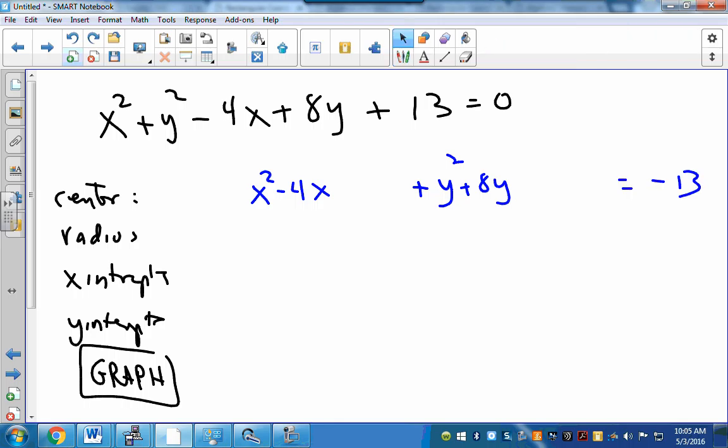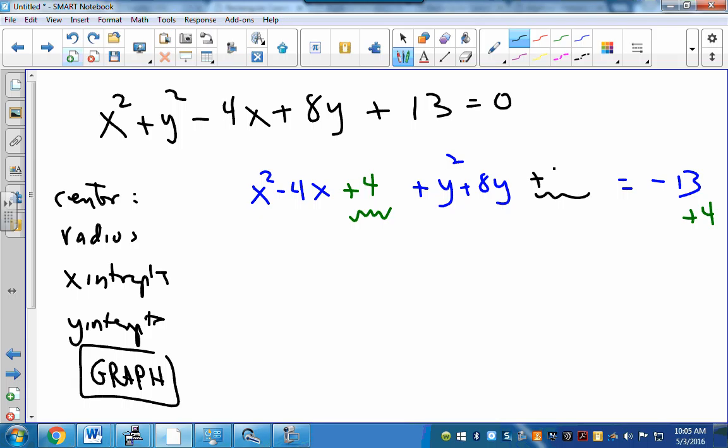That's the way you start. Put your gaps in, throw your constant to the other side, fill in the gaps. Fill in this gap with the right number. Hopefully that's 8. No, that's 4, right? Half of negative 4 is negative 2. Negative 2 squared is 4. And then put that over here. And then fill this guy in. That's 16. Right? Half of 8 is 4. 4 squared is 16. Put that over here.